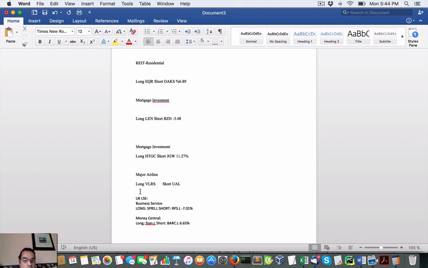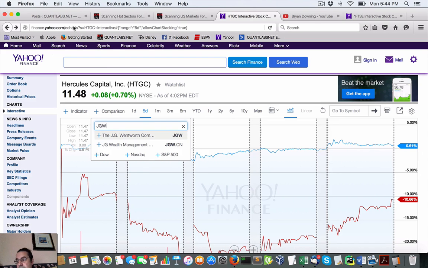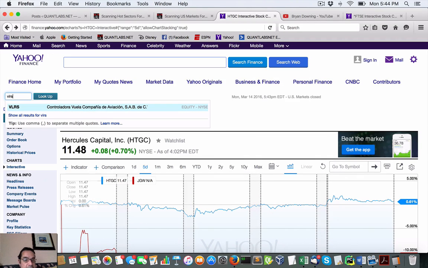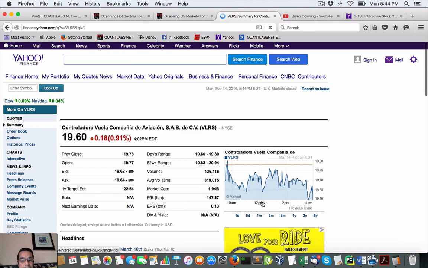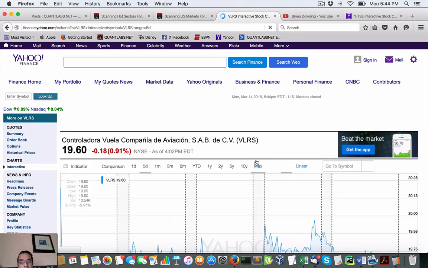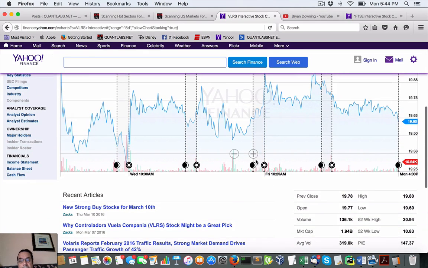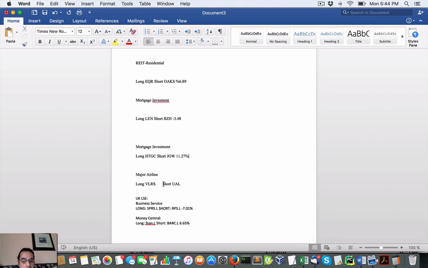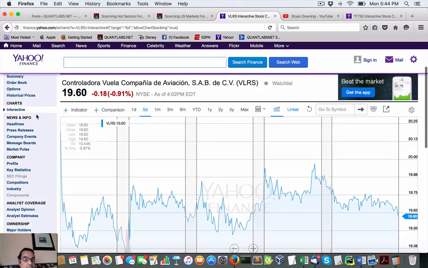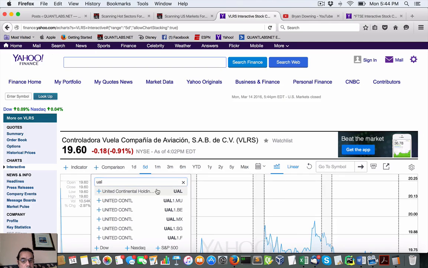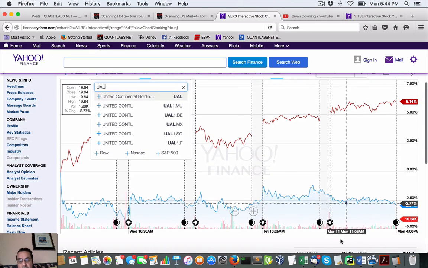Okay. Major airlines now, VLRS. These are long VLRS, so that's okay. So this does not look too good. Maybe it is. So our short will be UAL. Let's see how UAL did. Comparison, UAL. Ooh, that went against us as well.